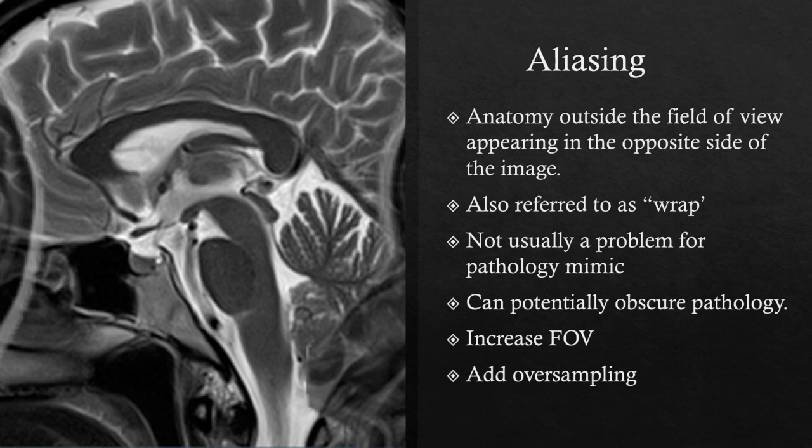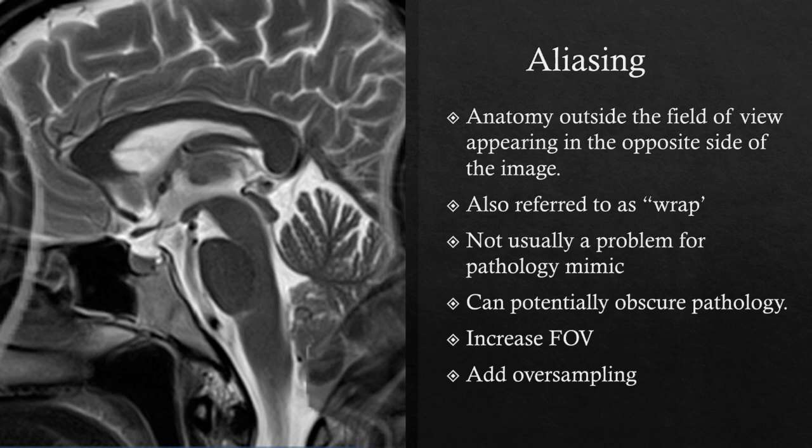This could potentially obscure pathology, so it is quite important we can repeat. It does depend what you're looking for. For example, if you're looking at pituitary pathology in this image, it might not be too much of an issue. However, I do like, personally, because I'm a perfectionist, to produce images without the aliasing in.